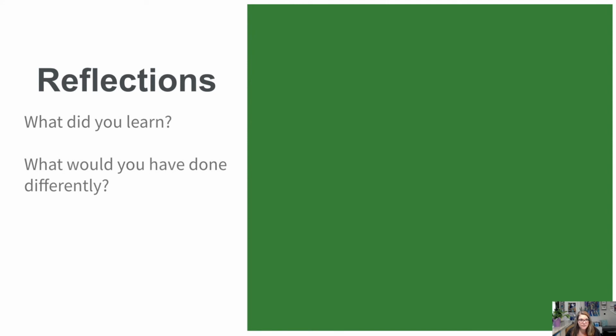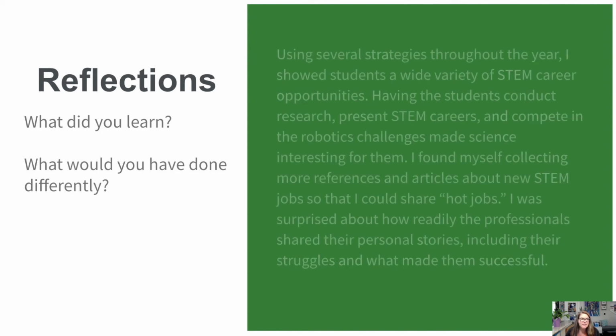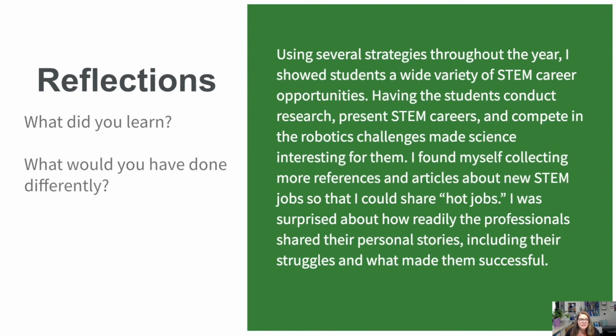And the final parts of this are the reflections. This is the most critical piece. What did you learn, and what would you have done differently? In this example, the teacher wrote that using several strategies throughout the year, I showed students a wide variety of STEM career opportunities, having the students conduct research, present STEM careers, and compete in the robotics challenges. It made science interesting for them.